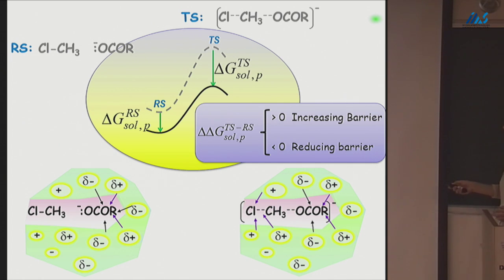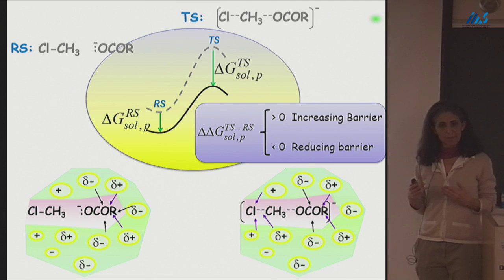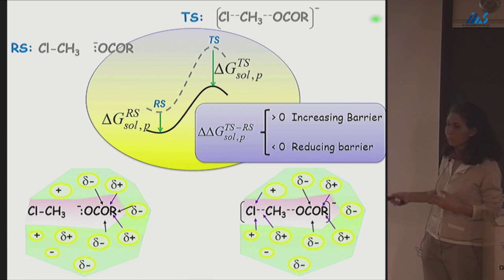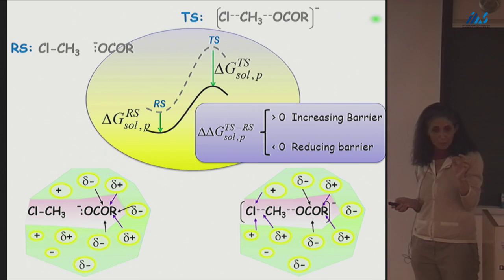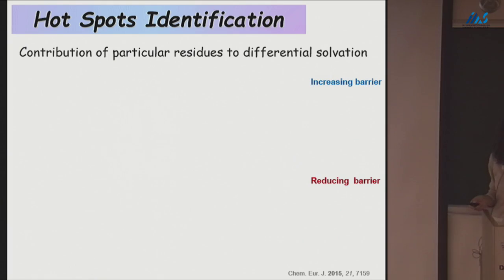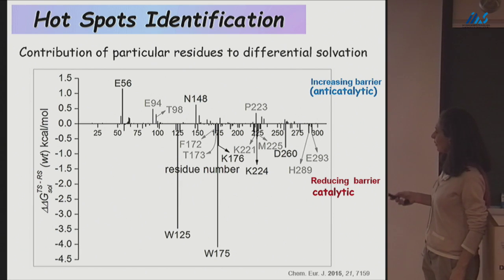Okay, so positive is increasing the barrier, negative is reducing the barrier. As I said, we have the advantage of the LRA being additive. So if we can calculate it for the whole protein, we can calculate it also for each residue separately. Now we will look only at the contribution of each residue to the differential solvation energy, and that's how we get those hot spots, those different peaks.